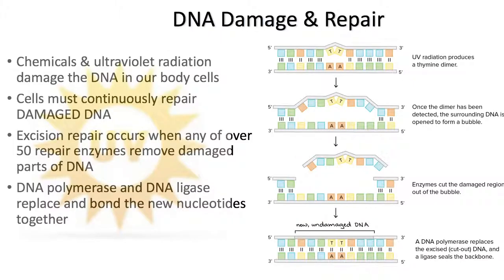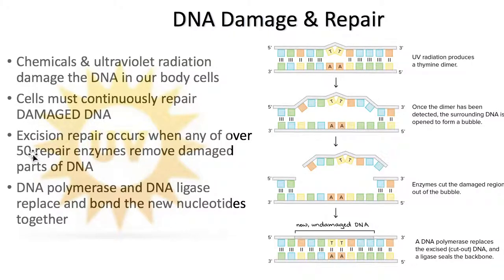All right, DNA damage and repair. Unfortunately, there are things that damage DNA. There's certain chemicals that can damage DNA. There are types of radiation that damage DNA. UV rays, for example, X-rays can damage DNA, and they cause these mistakes to happen more frequently. Cells that are damaged have to be repaired. The DNA has to be fixed.